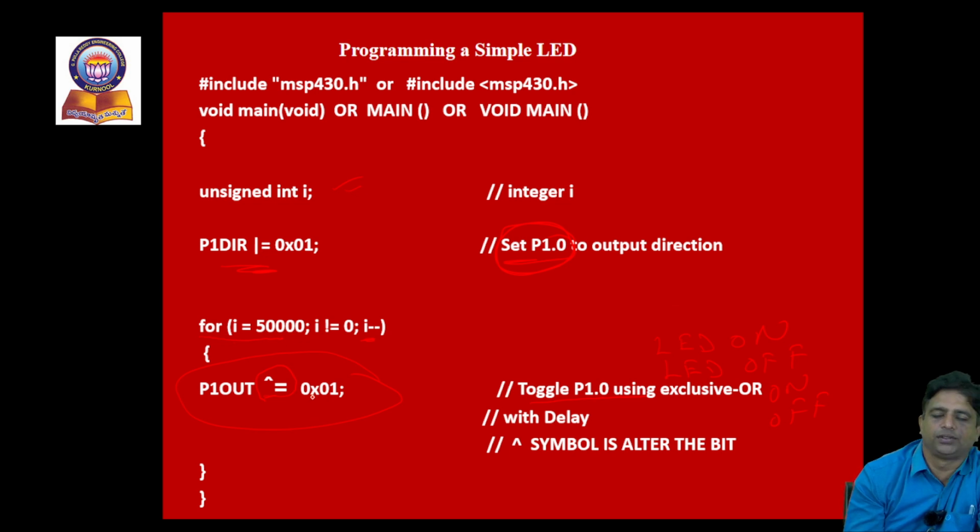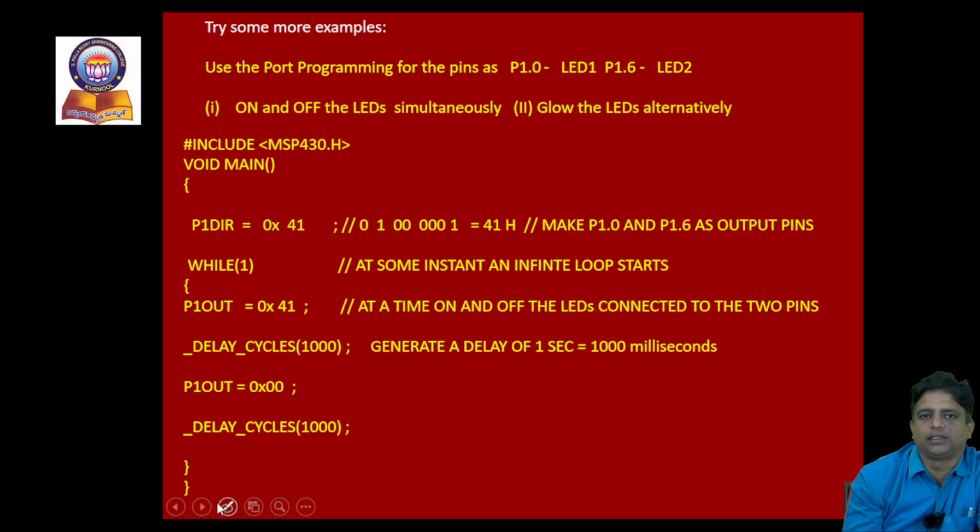So if we want to show it with respect to particular time, saying like I want this on for 1 second, off for 1 second, how to write it with respect to time? The same program, when written with respect to time, is as mentioned.